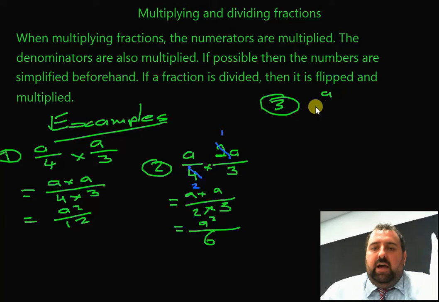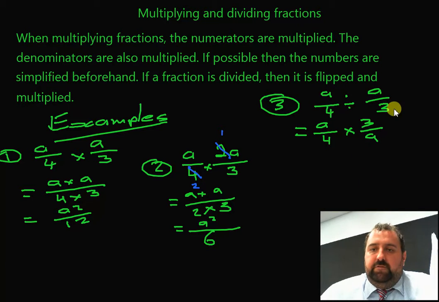So if I have a over 4 divided by a over 3, that is exactly the same as if I do a over 4 times 3 over a. Notice that I have flipped a over 3 to become 3 over a. I've just flipped it upside down, and now I'm going to multiply.